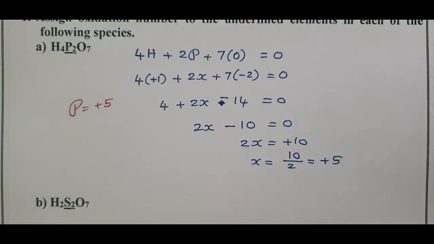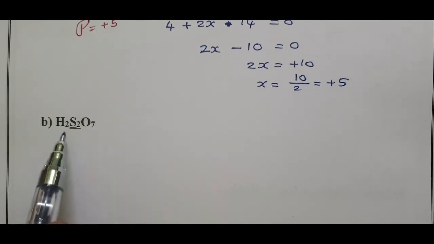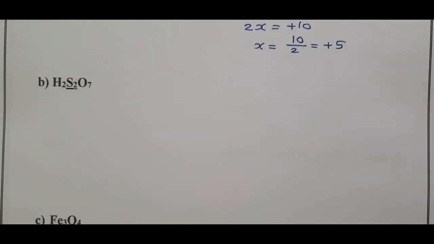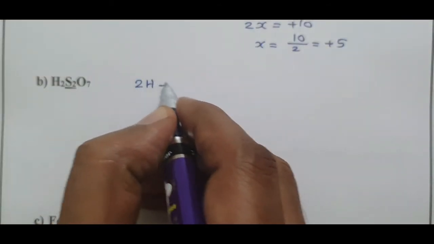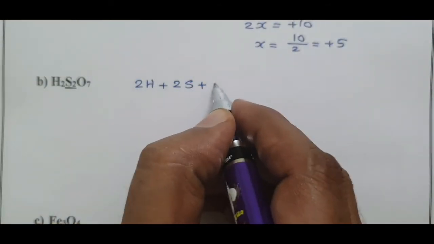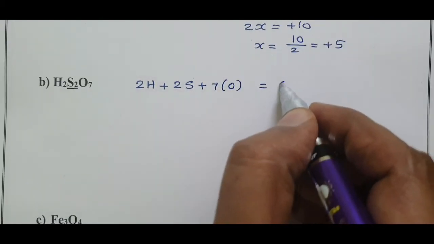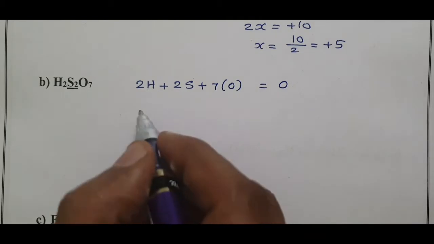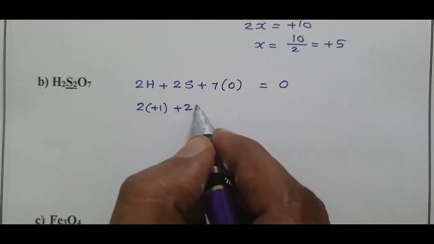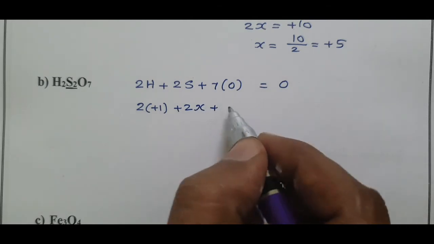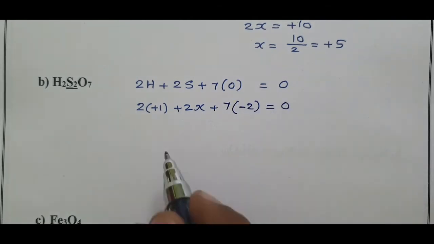Come to the second one. H2S2O7. We have to determine the oxidation state of sulfur here. Now separate the atoms. It contains 2 hydrogen atoms and 2 sulfur atoms and 7 oxygen atoms. The sum of the oxidation states of the elements in a compound equals 0. 2 into hydrogen oxidation state plus 1, plus 2 into sulfur, x we have to determine, therefore put it as x, plus 7 into oxygen oxidation state minus 2 equal to 0.